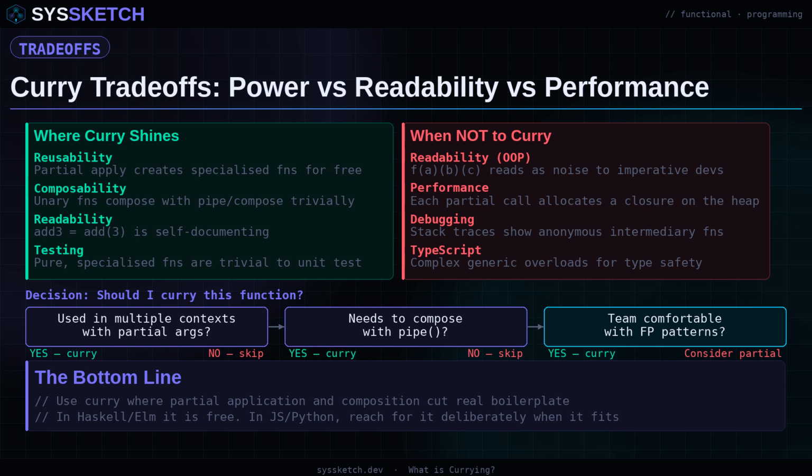The honest decision process is 3 questions. First, am I repeatedly writing wrapper closures to lock in config arguments? If yes, curry. Second, do these functions need to compose with pipe or compose? If yes, curry. Third, will my team read this and understand it faster or slower? That third question matters as much as the first 2.